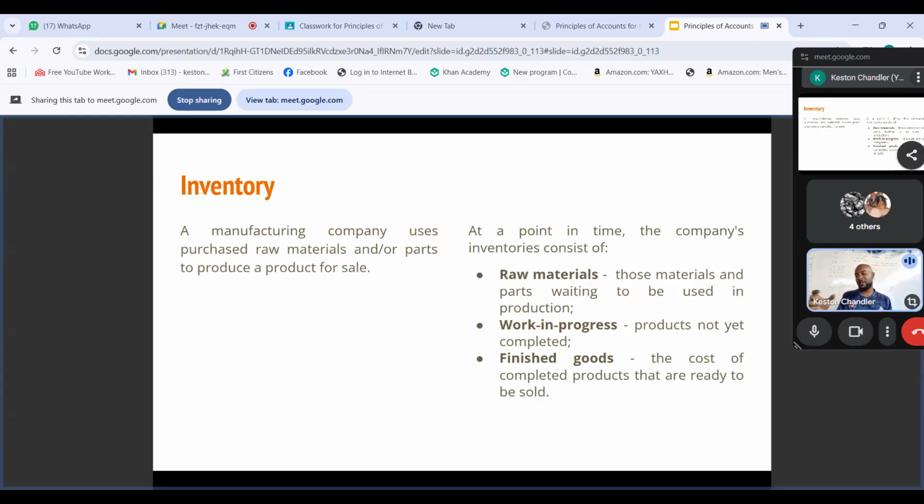We're also going to have an inventory of work in progress. Work in progress are products that are not yet completed. A table that isn't painted yet. A chair that still has to have a leg put on. Right? And we're going to have opening and closing for each one of these. And finished goods. This is the cost of completed goods that are ready to be sold. For each one of these inventories, raw materials, work in progress, and finished goods, there's opening and closing. There's opening raw materials and closing raw materials. There's opening work in progress and closing work in progress. There's opening finished goods and closing finished goods. Right?